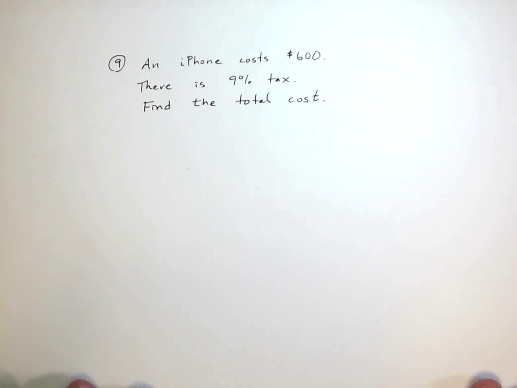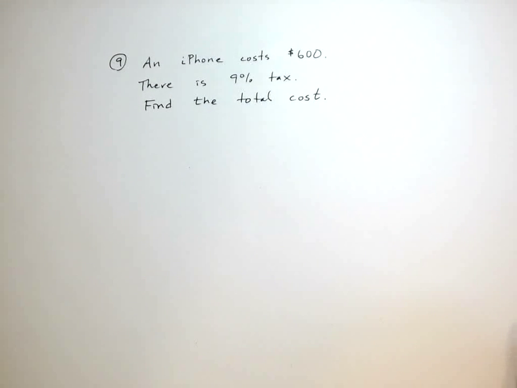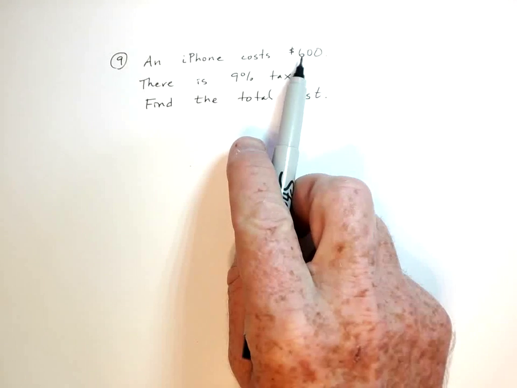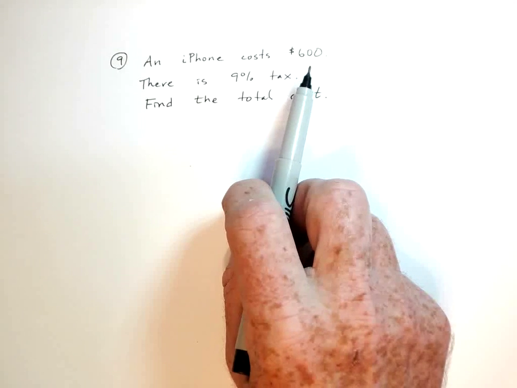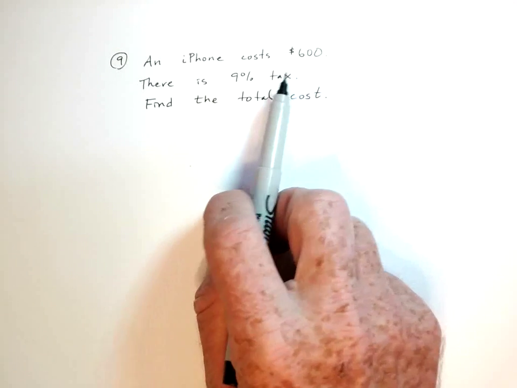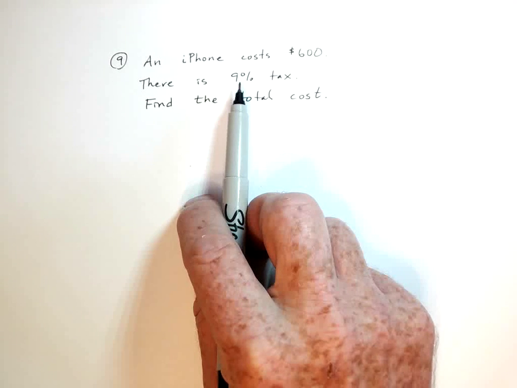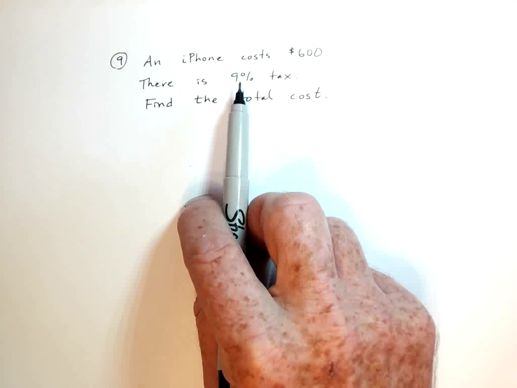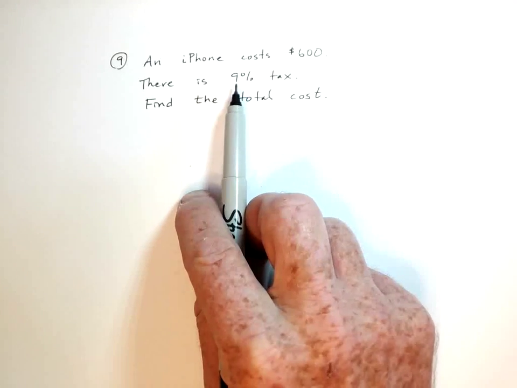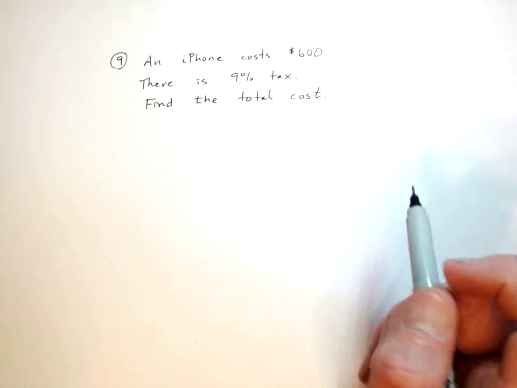Another one about money. Suppose this iPhone costs $600. As I mentioned before, even if you get a good deal on an iPhone, the retail cost is $600, so you have to pay tax on that full price. So tax in Monterey is usually 8.625 or 8.7. Let's just say that it's 9%. So find the total cost.